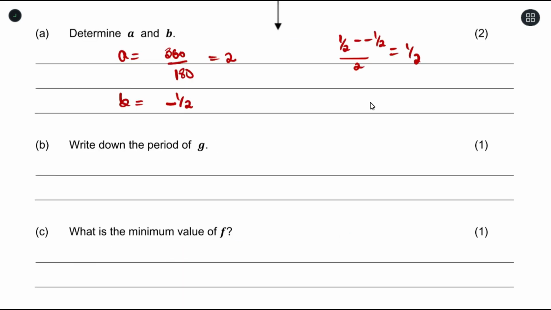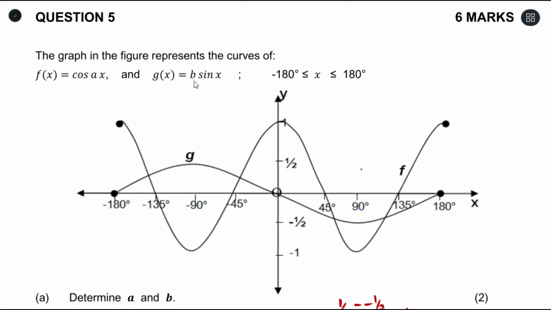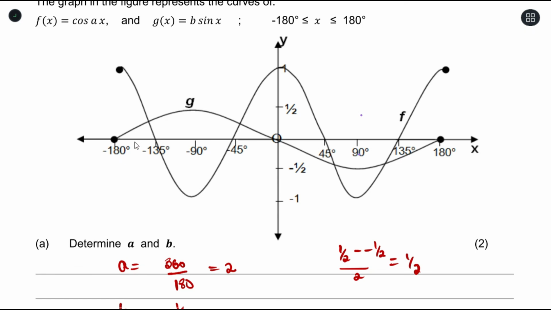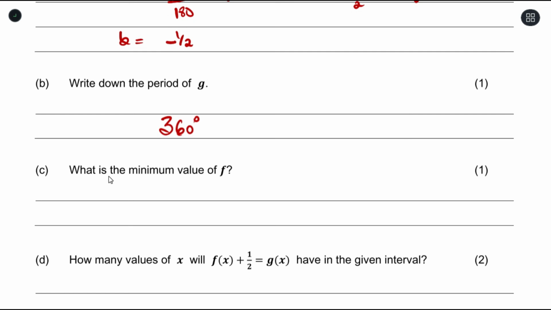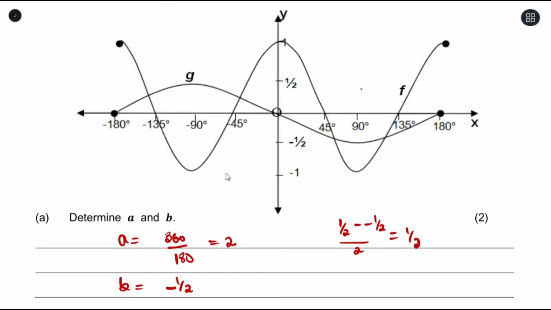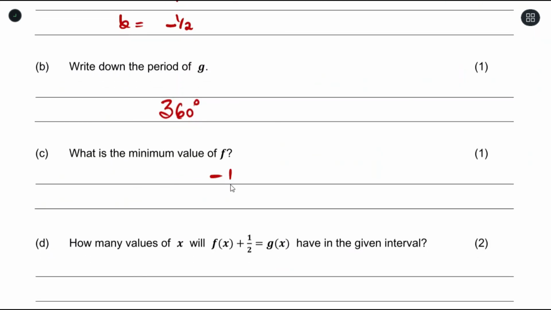So for B, write down the period of g. Now g is our sine graph and we can see that it completes a full circle in 360 degrees. So the answer for this would be 360 degrees. For C, they asked what is the minimum value of f? Minimum value is the lowest possible point, right? So the lowest possible point for our graph of f is this here, which is -1. So the answer here is just -1.